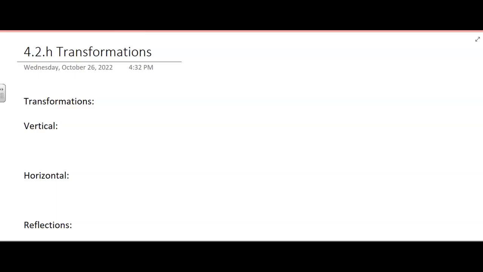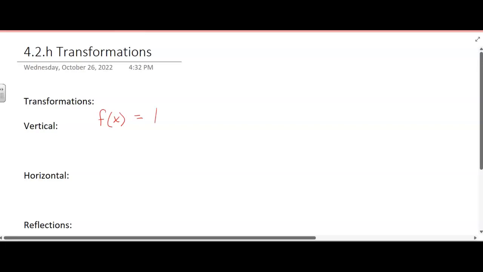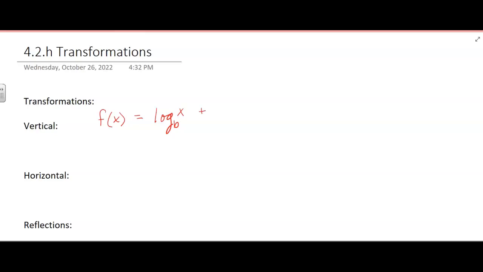So more on transformations, and we've seen these before, but I'm going to show you what it looks like when we do the logarithmic functions. Okay, so if you have a vertical transformation, you'd have f of x equals log base b of x, plus some constant, okay?